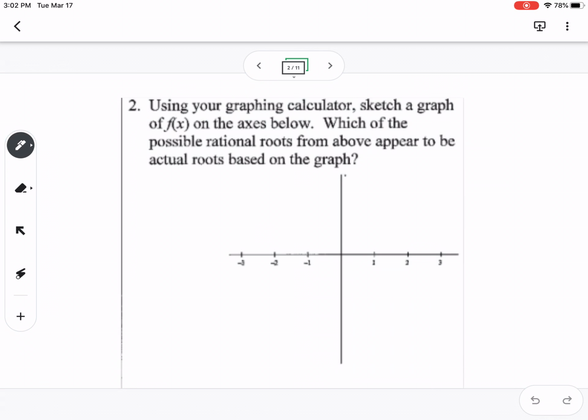On the next page, I have my number 2. So I pulled up my Desmos. If you don't have a graphing calculator, take a look at Desmos. I already typed it in. You can see that there's a root here, there's a root there, root there, root there. Okay? That's all you're doing for number 2, just sketching the graph and then figuring out which one of the roots we just found makes sense.